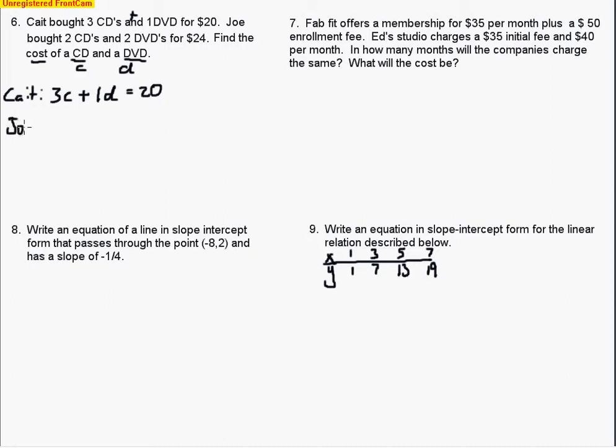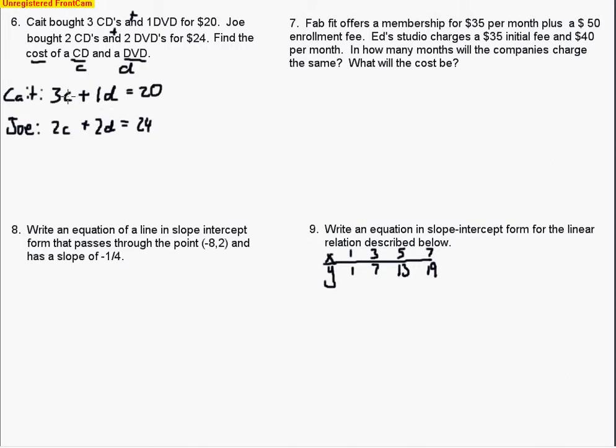Joe's equation. Joe bought 2 CDs, so 2 times the cost of a CD. And again, there's the plus sign there. And we have 2 DVDs, so 2 times the cost of a DVD. And that total was $24. So total value, $24. Well, we're ready to solve. And this one is set up for substitution.